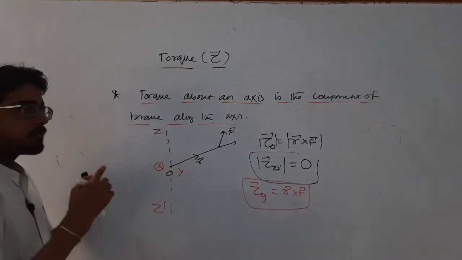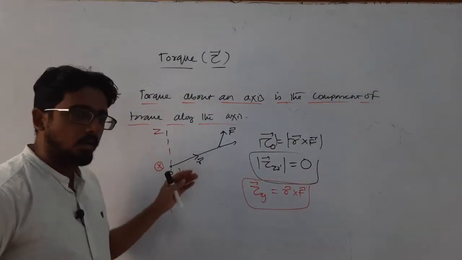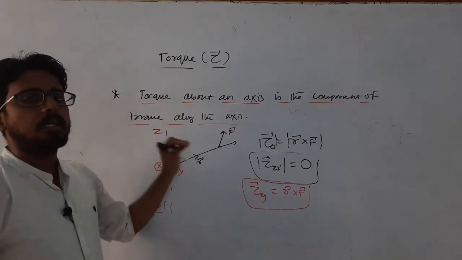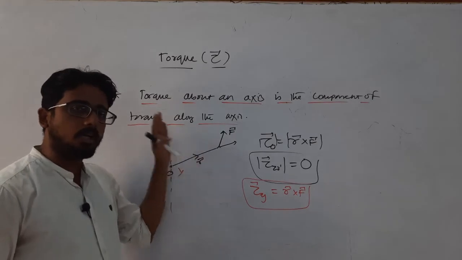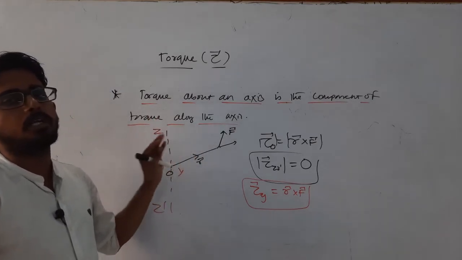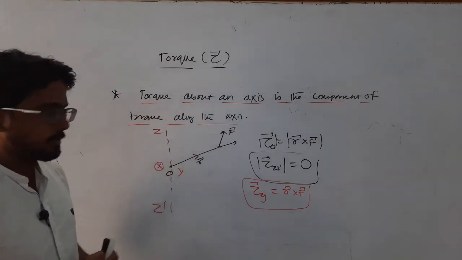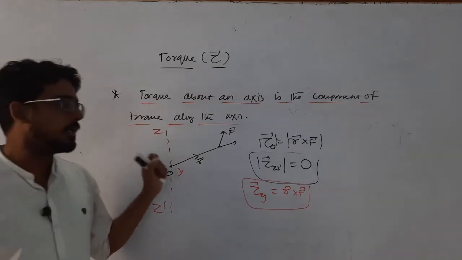Clear? So if the torque has a component along the axis, then that is known as the torque along that axis. If there is no component of the torque along the axis, then the torque about that axis will be 0. Clear? It's an important point you have to remember.